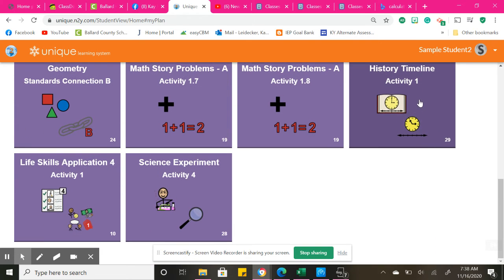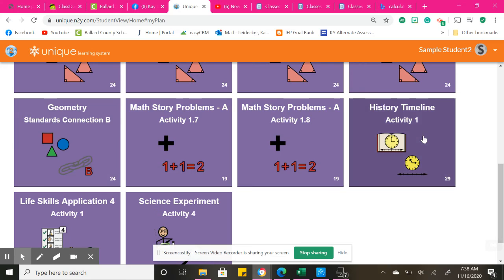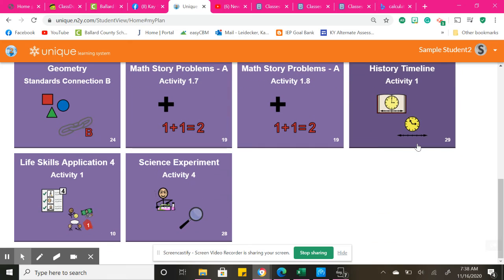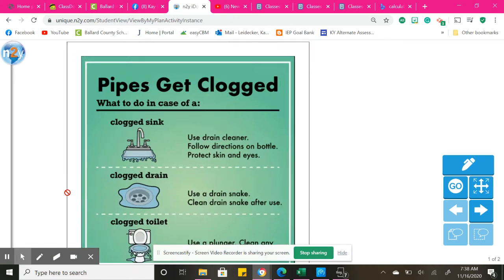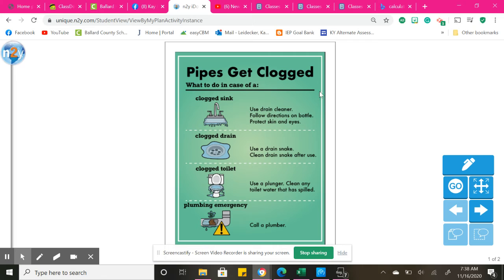And then you have a history timeline, and you will click on the different boxes within that timeline, knowing that the order of events happens from a smaller number to a bigger number. So you'll see that on your number line there. And then your life skills application. Your pipes get clogged. What do I do in case of A?